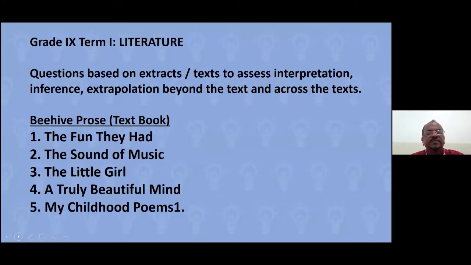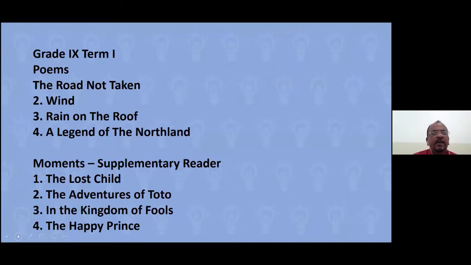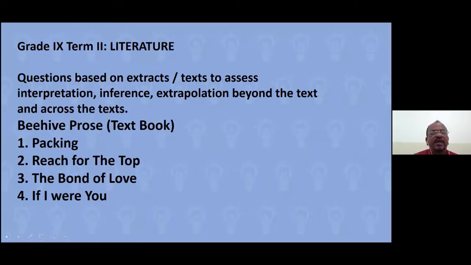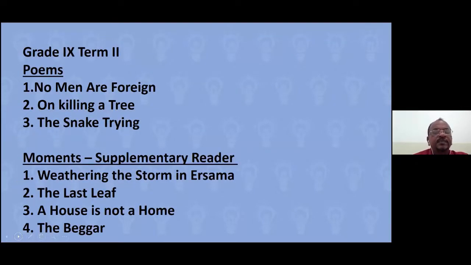Okay, literature. We have 5 lessons for the first term from the Beehive book, and the poems. We have 4 poems, then 3 non-detailed lessons, supplementary reader. Supplementary reader, we never make them read very curiously, but now we need them to get prepared for MCQ, so they have to go line by line. Okay, this is the second term portions, again 4 lessons, all interesting lessons. The next slide, sir. Then the poems, 3 poems and 3 supplementary reader lessons.